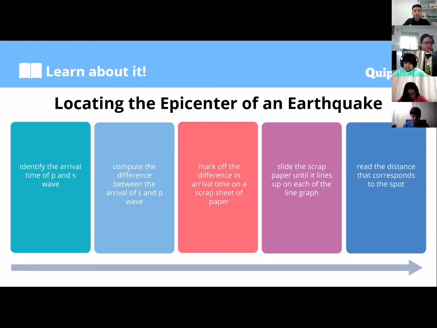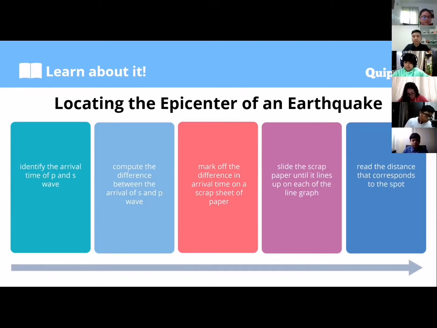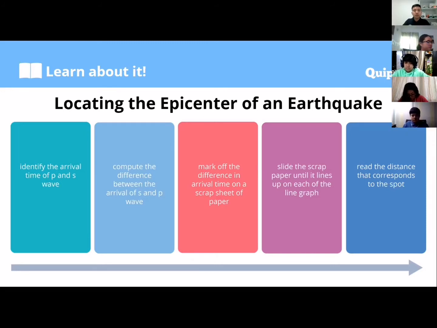Okay, kailangan natin ng graphing paper. But before we proceed here, do you have any question about the concept of an earthquake? About the waves or everything? Mayroon ba? Okay, so wala naman. So dito, locating the epicenter of an earthquake.